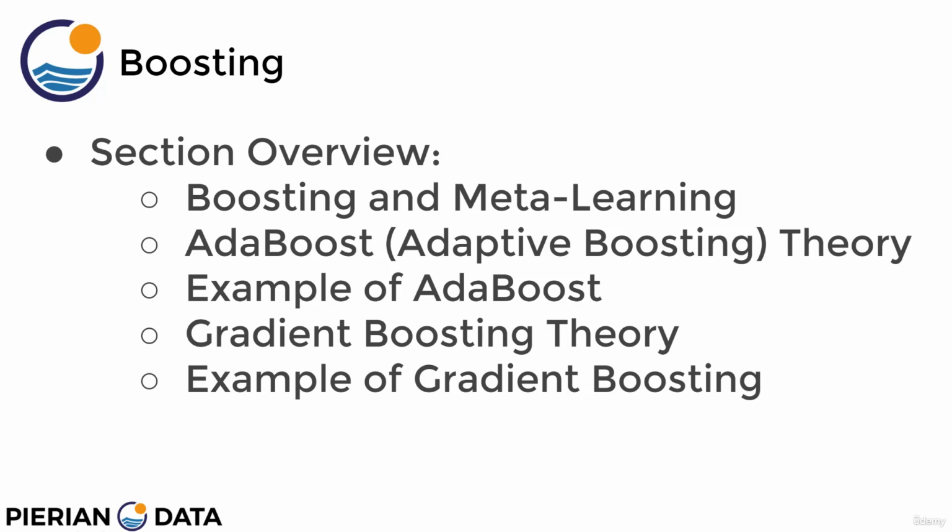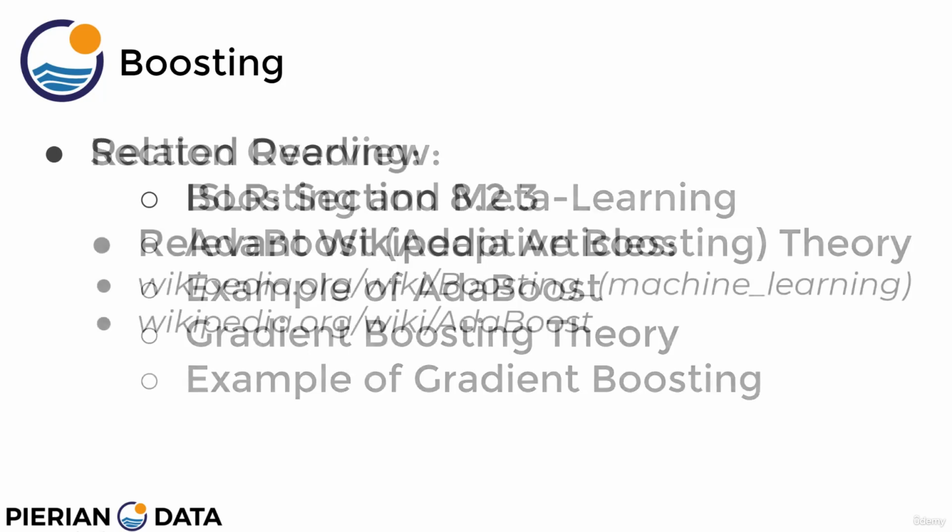And we're first going to learn about the adaptive boosting theory, which is also known as AdaBoost. And then we'll work through an example of AdaBoost. After that, we'll learn about gradient boosting, another way of using boosting to create an ensemble of machine learning models. And then we'll go through an example of gradient boosting with Python.